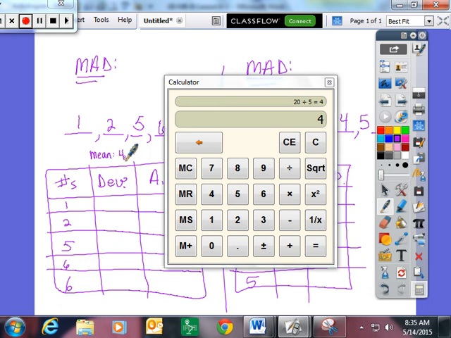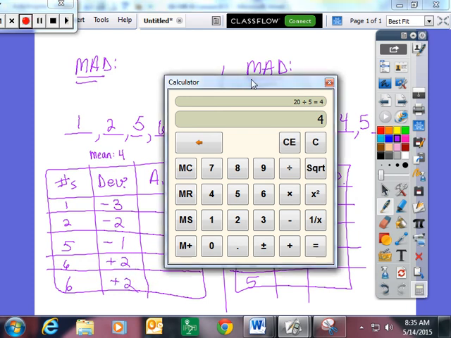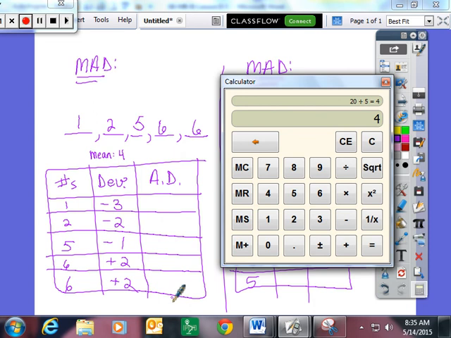Now, with your partner, okay, you can pause the video at this point. I want you to see if you can find all the deviations and the absolute deviations correctly, okay? And when you think you have it, you can play the video again. 1 is down 3 from your mean, 2 is down 2, 5 is down 1, 6 is up 2, and 6 is up 2.